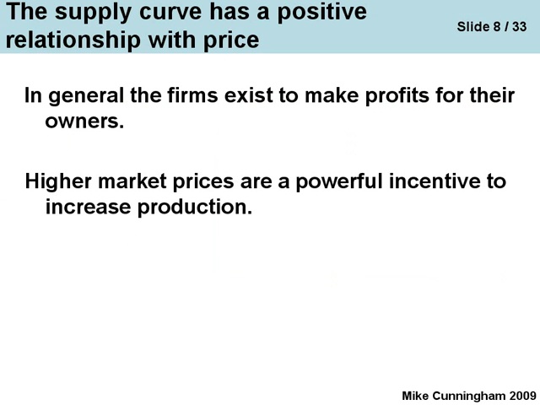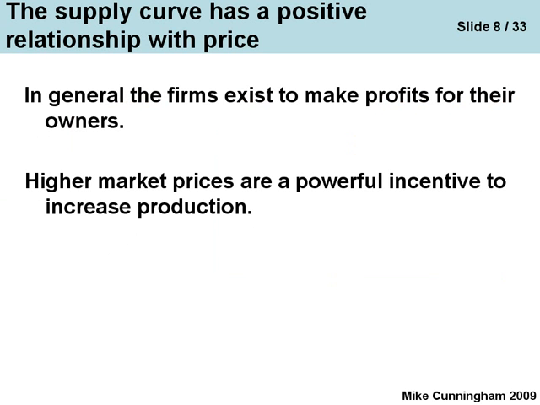Higher market prices are a powerful incentive to increase production. Producers like to see prices in the market rising. If the price is rising, there is an incentive to step up production. And that really is one of the powerful indicators that the supply curve is upward sloping. As the price rises, there is a bigger incentive to increase production.